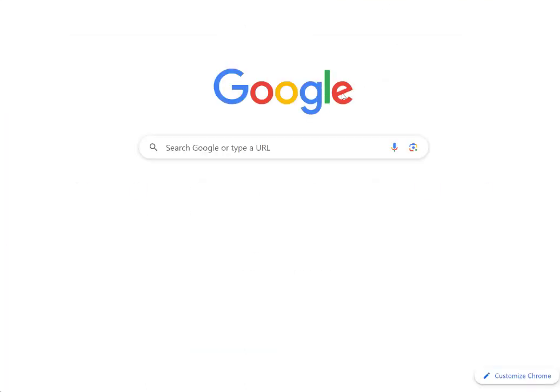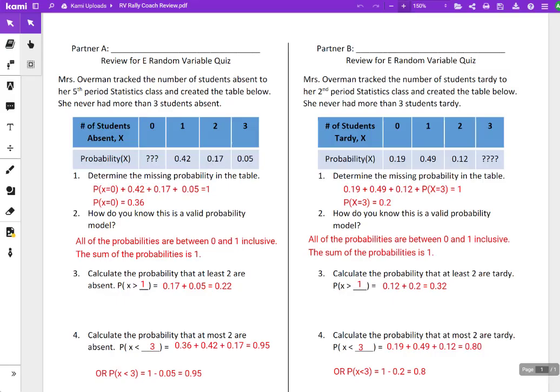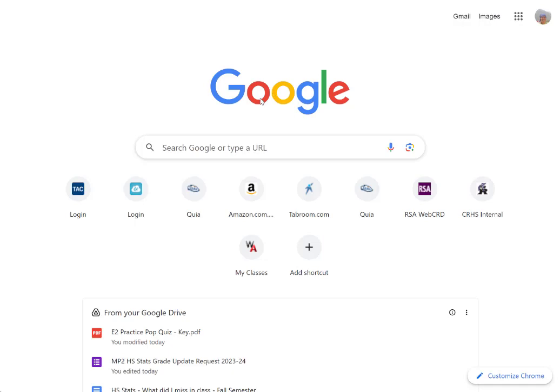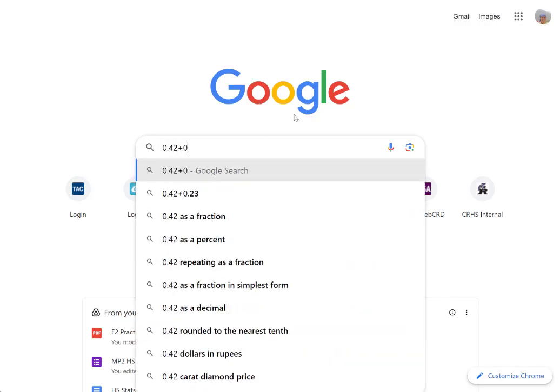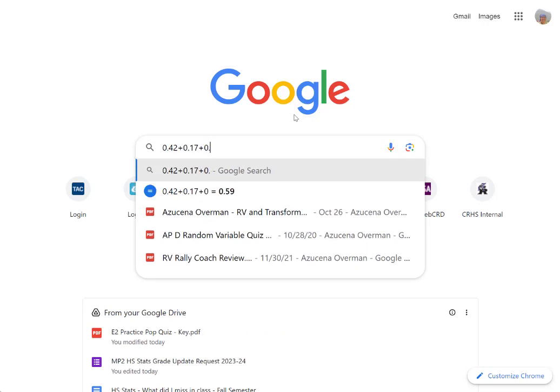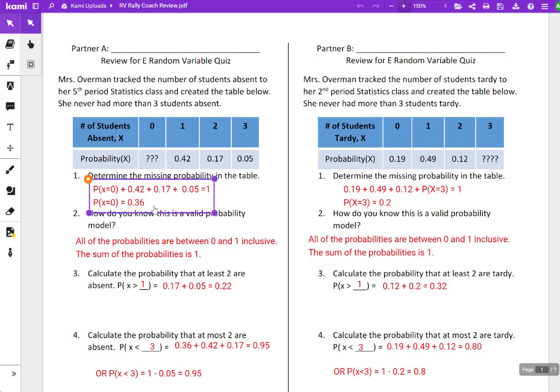And let me do an easy Google calculator. 0.42 plus 0.17 plus 0.05. And you see that's 0.64. And then I just subtract that from 1, 1 minus 0.64. I can go the other way around. Just remember it's not negative. And my answer is 0.36. So that's how I got 0.36 there.